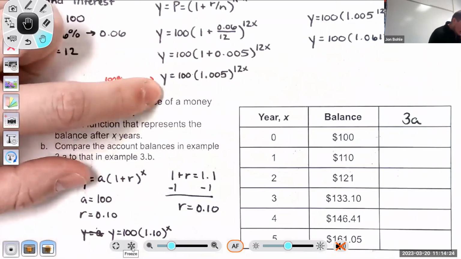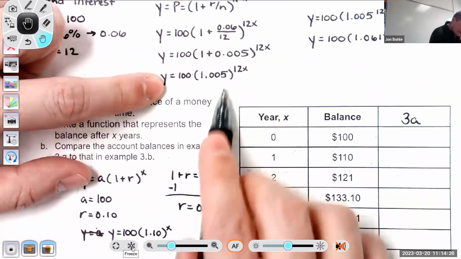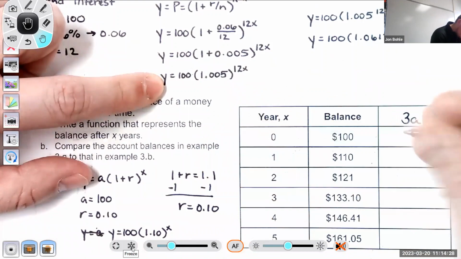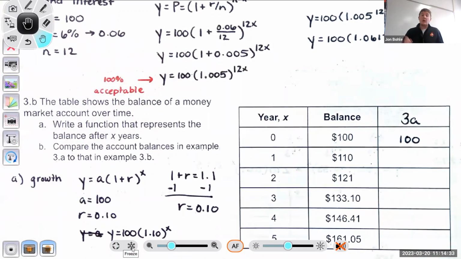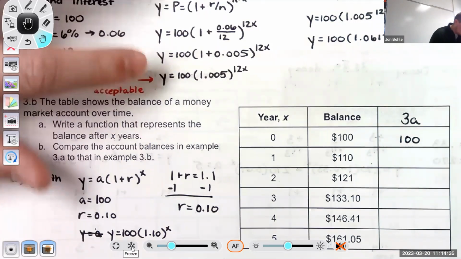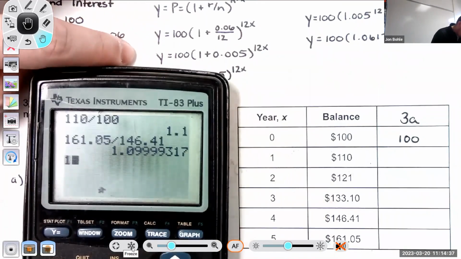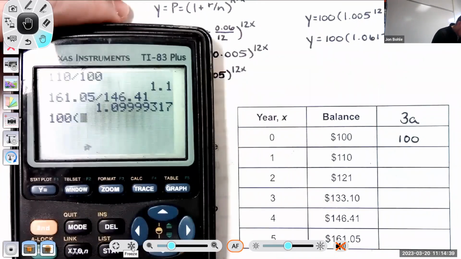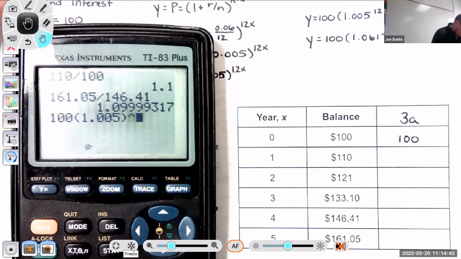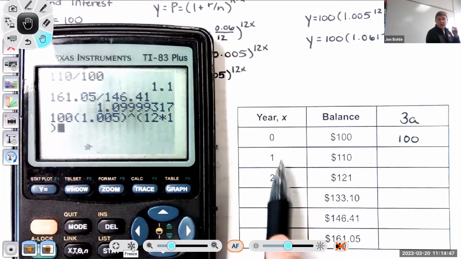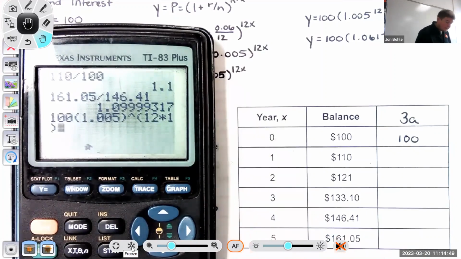All right. Well, 0 should be easy because we know that this is starting at $100. I'm not going to type that in the calculator. Let's do the next one. 100 times 1.005 to the 12 times 1 power, because my first one for year is 1. I'm using the formula we wrote above.